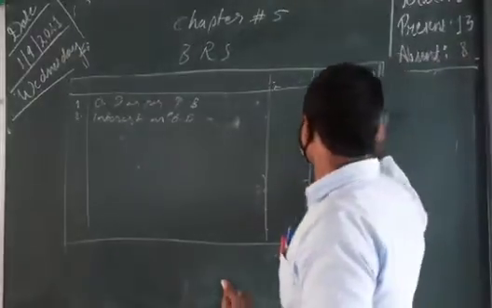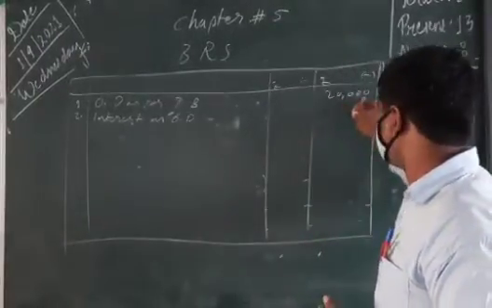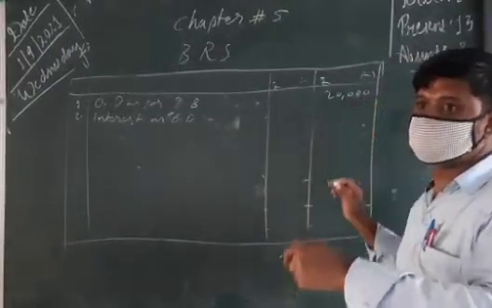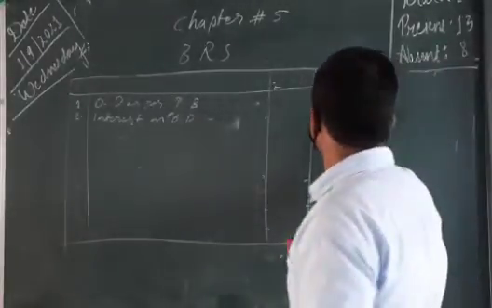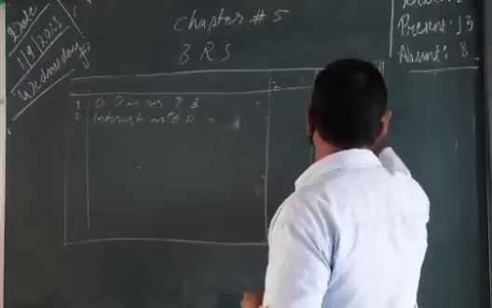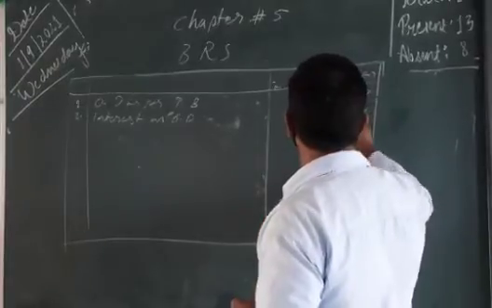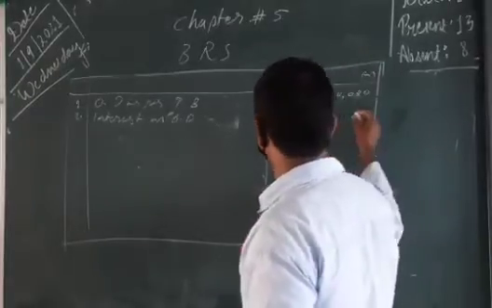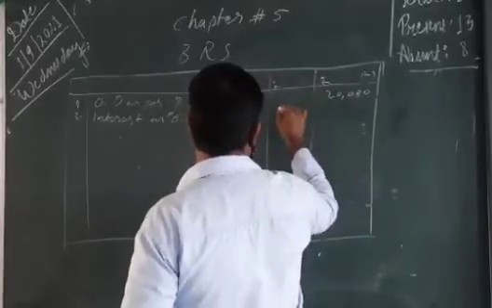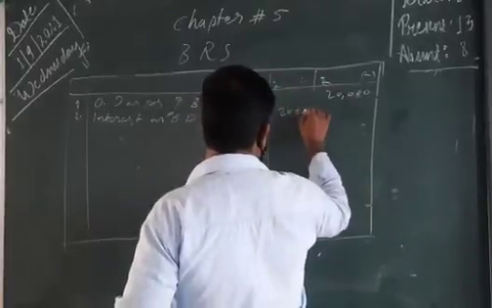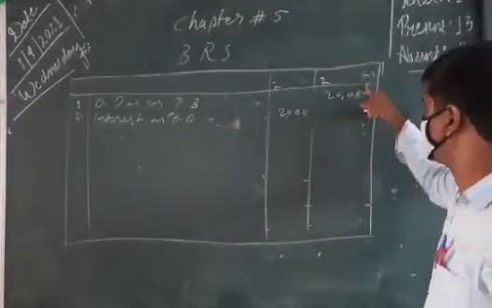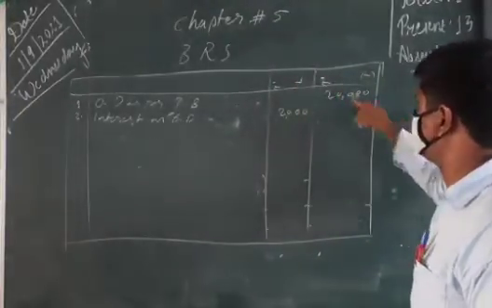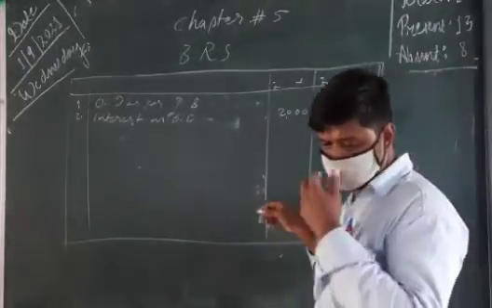Means here we got this 20,000 after reducing that 2,000. So we write here 2,000. Just opposite. That means at that time it was reduced. This is the minus column, this is the positive column. So we reduce it.